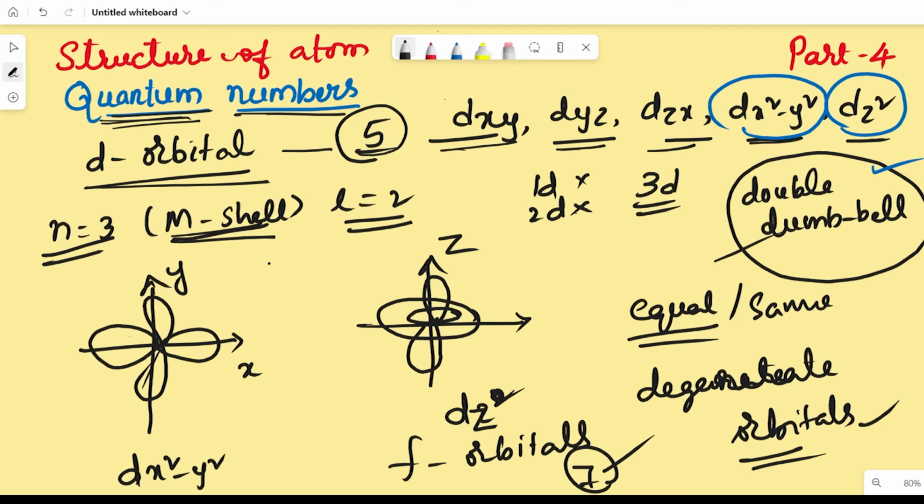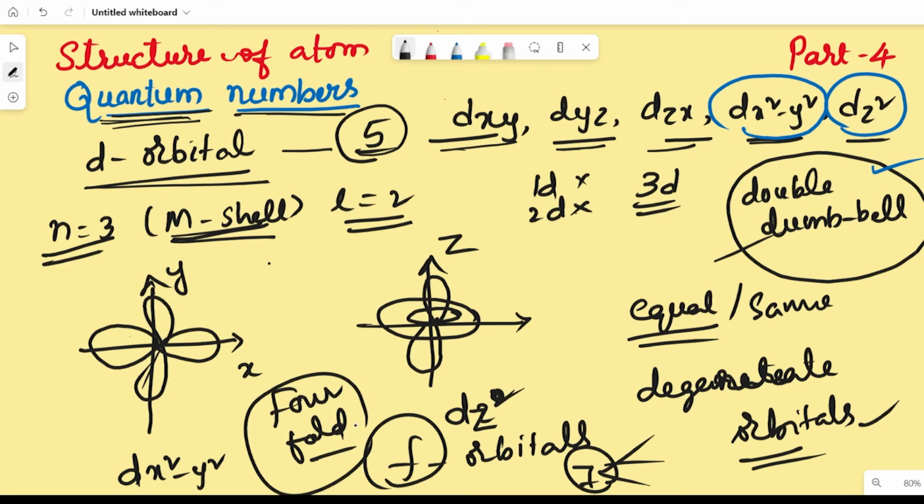I am just giving additional information. The f orbital has 7 suborbitals, and the shape of the f orbital is a 4-fold dumbbell. You just remember the name, 4-fold dumbbell. So the p orbital means dumbbell shape, the d orbital means double dumbbell, and the f orbital means 4-fold dumbbell. So this is all about the shapes of orbitals.